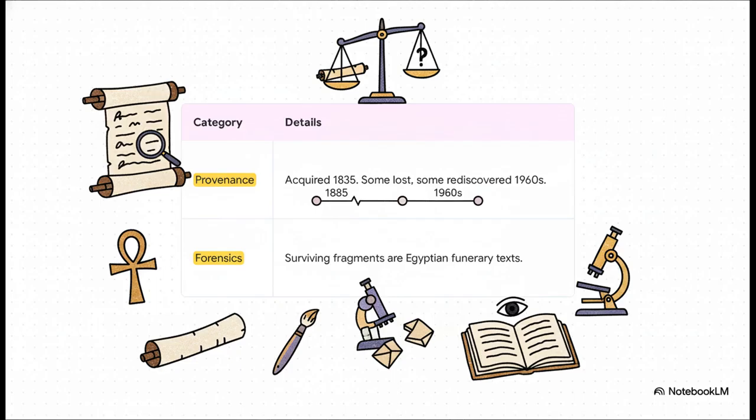But now look at the forensics. This is where things get really contentious. When modern Egyptologists looked at those surviving fragments, they identified them as pretty common Egyptian funeral texts, not a lost book written by the biblical patriarch Abraham.